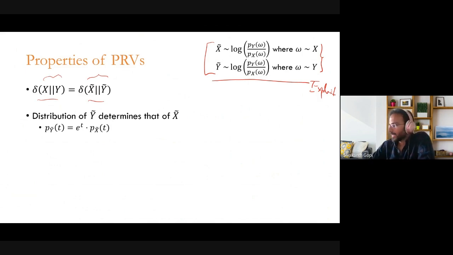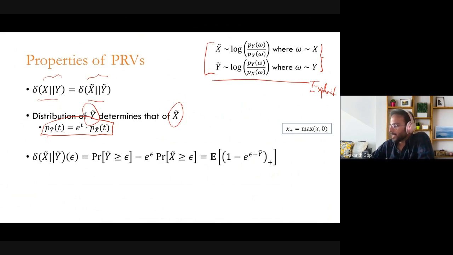And the distribution of y tilde is completely determined by x tilde and vice versa. So the densities follow this equation. The ratio of the densities is always the exponential function. And there is this very simple formula to compute this.